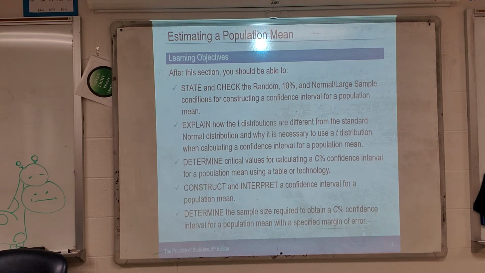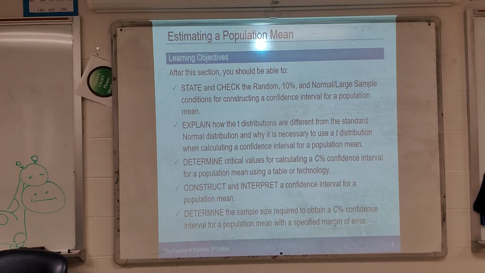Or, we know the population distribution is normal. Either the sample size needs to be bigger than 30 or the population distribution needs to be normal for the sampling distribution to be normal. Okay? So we'll have to check that. We're also going to explain how, today we're going to be looking at a new distribution, the t distribution. We're going to explain how the t distributions are different from the standard normal distribution and why it's necessary to use a t distribution when calculating a confidence interval for a population mean.